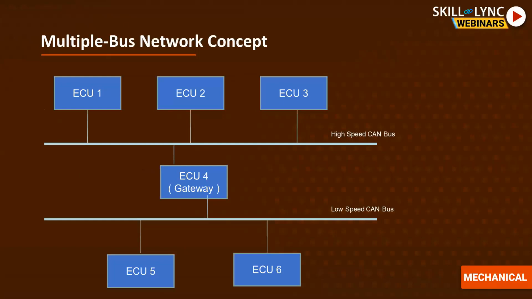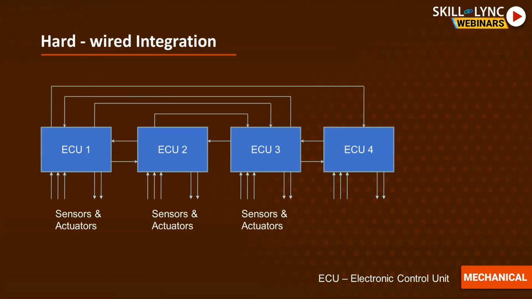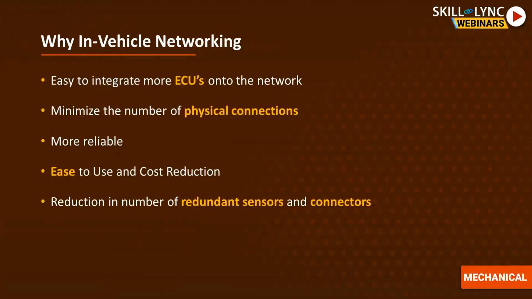Suppose a government guideline came that every car needs to have a speedometer, or say every car needs to have an RVC camera. Now, if my car is already launched and I want to include a camera inside the car as per the government guideline, it will be very easy to integrate in this multiple bus network concept compared to the old hardwired integration concept. So it's very easy to integrate more ECUs on the network with in-vehicle networking.